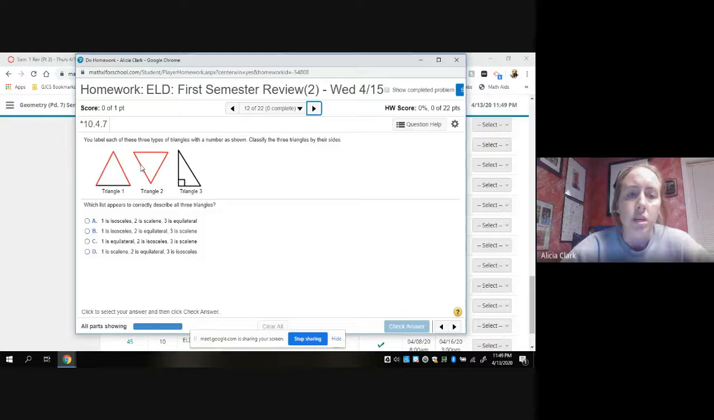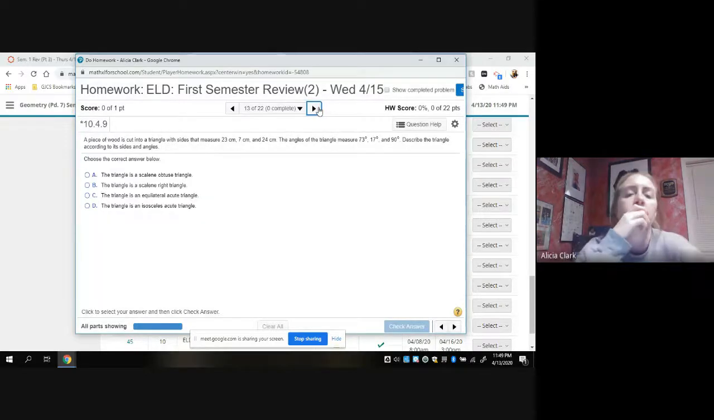Triangle 2, they're telling you that all three sides are red, which means they're all equal, which is an example of an equilateral triangle. Since this one is in black, they're saying that all three of these are different measures, which would be an example of a scalene triangle. So again, red means the sides are the same, black means that they are different.